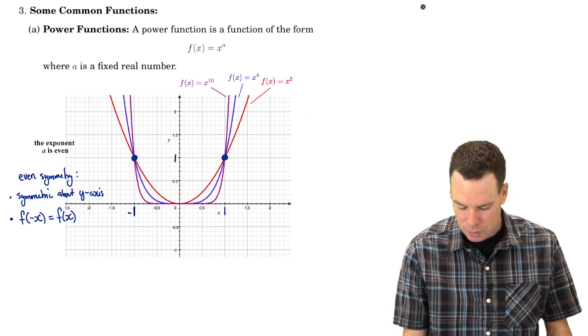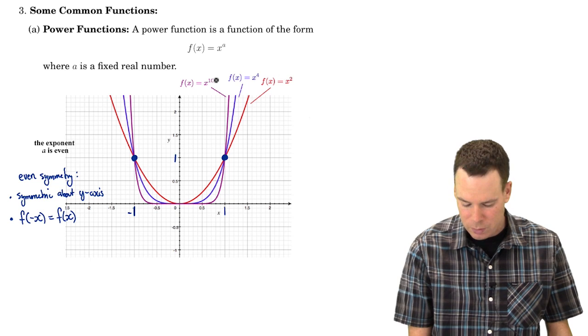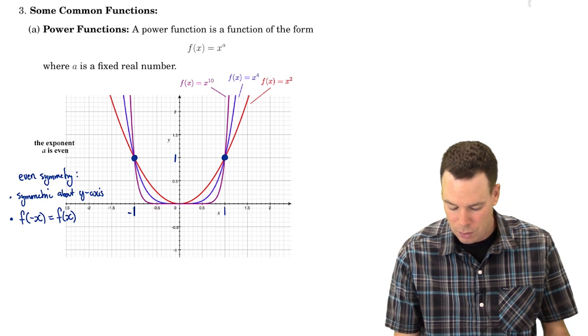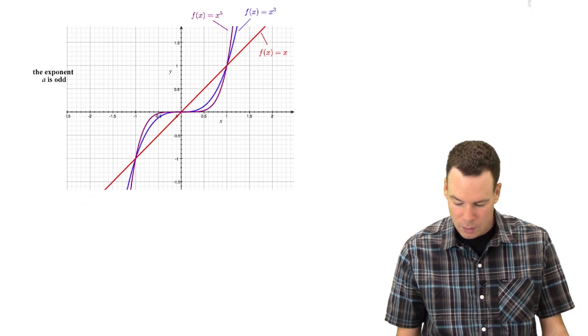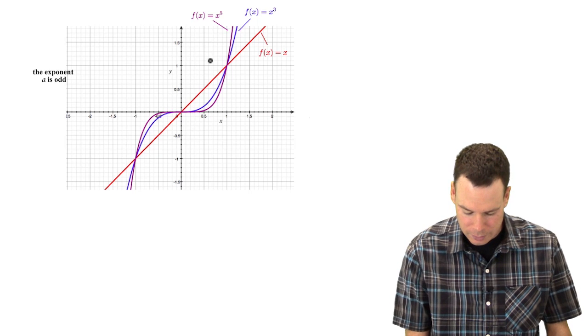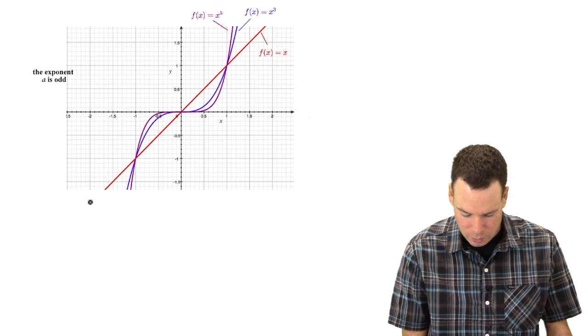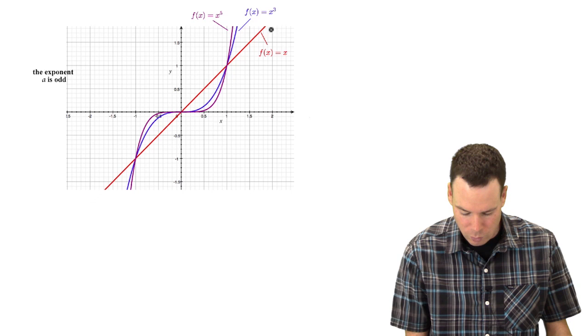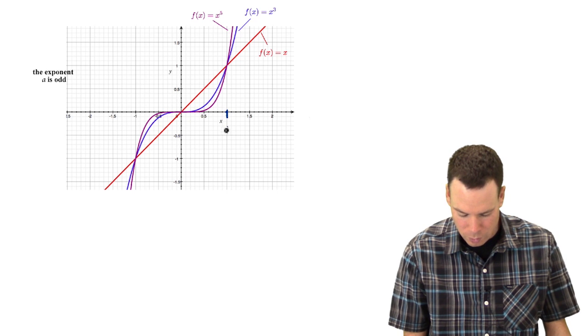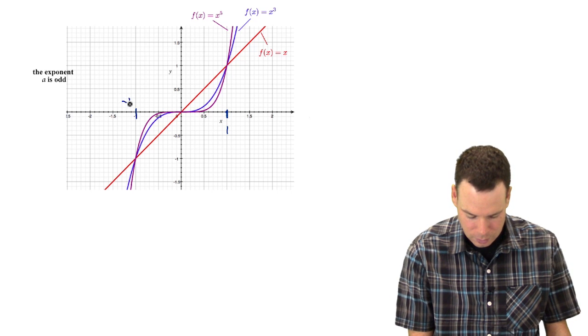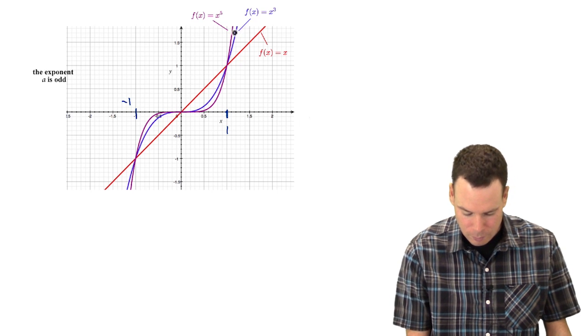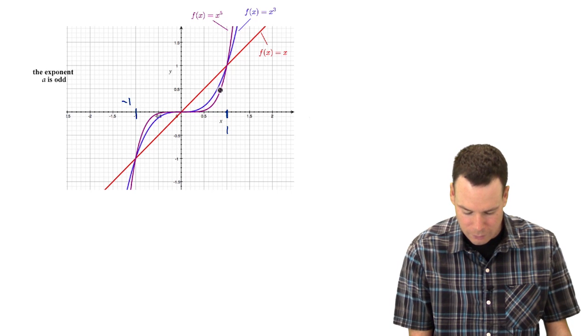Okay, what about if I change the power? Instead of an even integer, I make it an odd integer. Well, then our functions look like this. Again, we've got our power of 1, which is our linear function, and then the higher the power goes, the bigger the function is out here beyond 1 and less than -1. But in the interval -1 to 1, the higher the power is, the smaller the function gets. So the flatter it becomes at the origin.